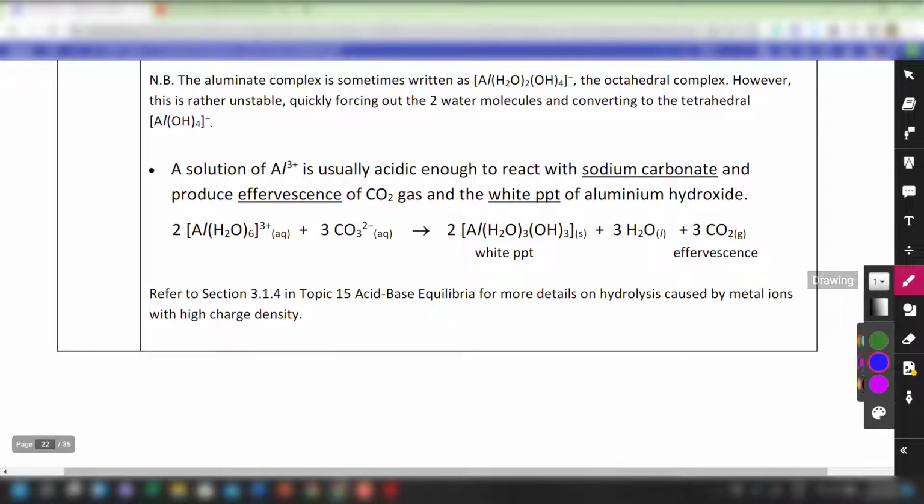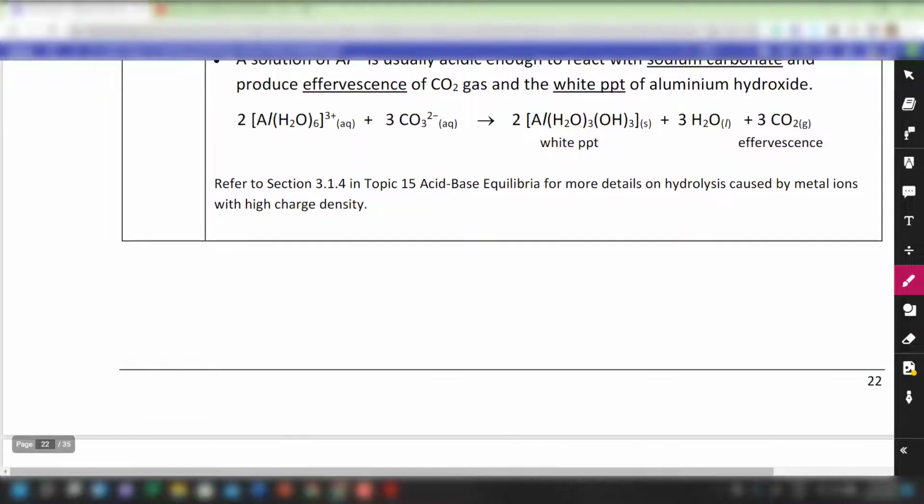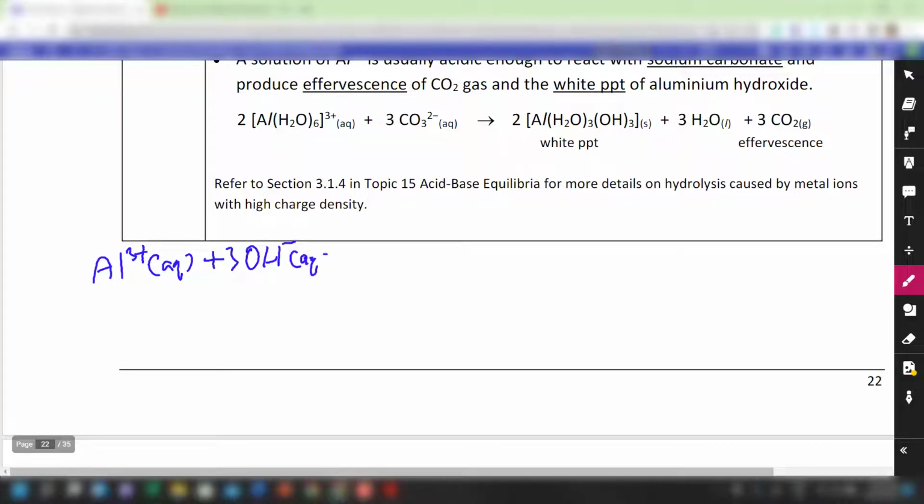So as promised, I'm going to discuss the Al3 plus first. So I would prefer to view the formation of aluminium hydroxide as precipitation due to the fact that the ionic product exceeds the Ksp. So that would be Al3 plus with 3OH minus, and in the process it gives you aluminium hydroxide in the solid phase.